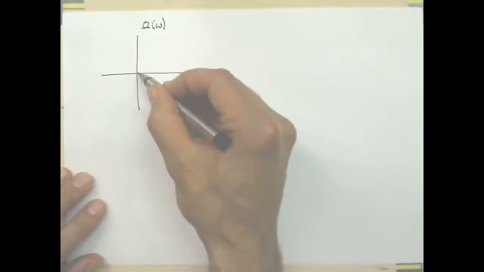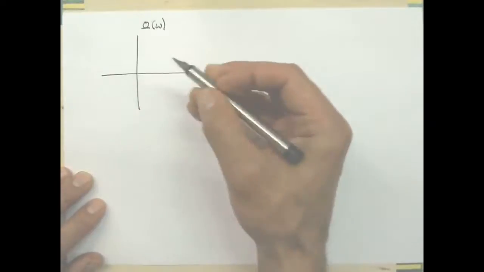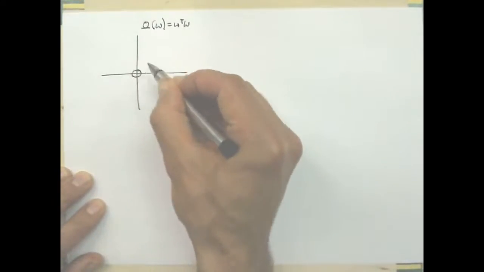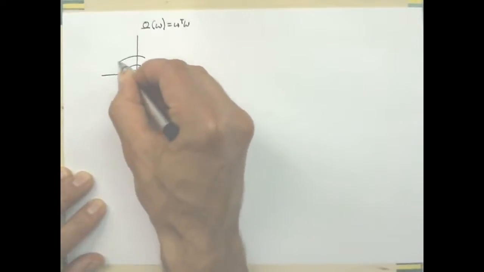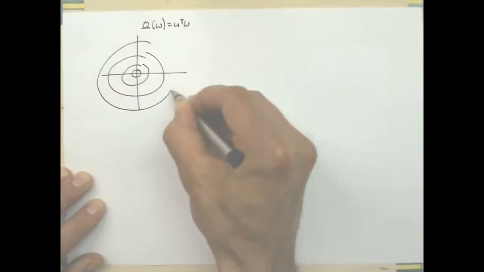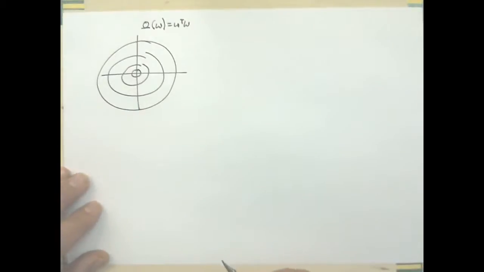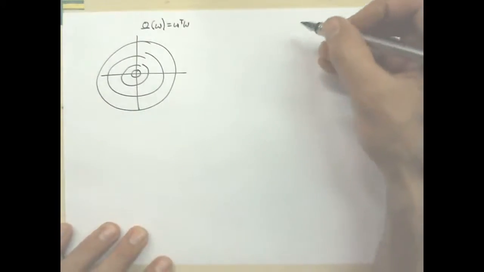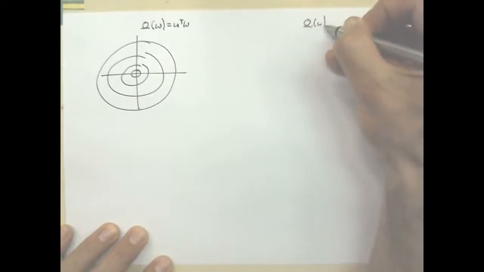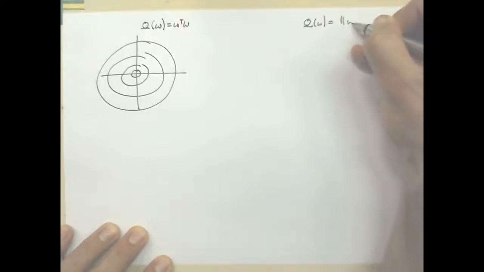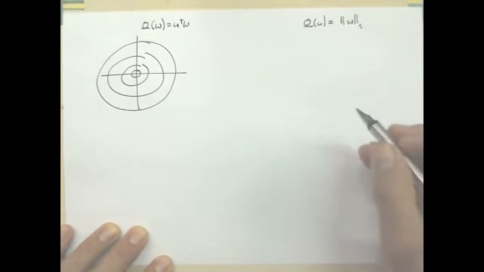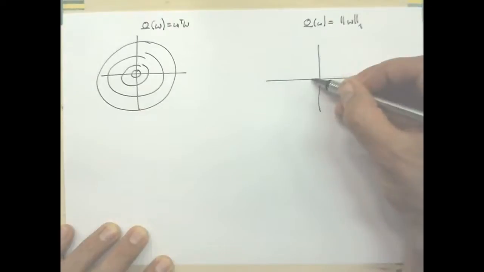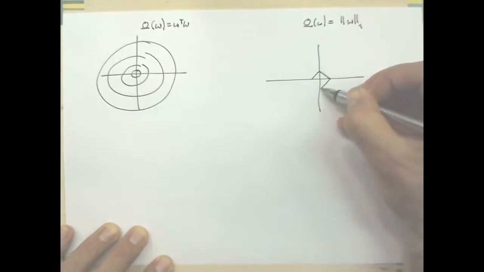And if I use W transpose W, then these are the equicontour lines. So I'm adding something that increases parabolically as I go away from the origin. Whereas if I use the L1 norm, I obtain contours that look like that.